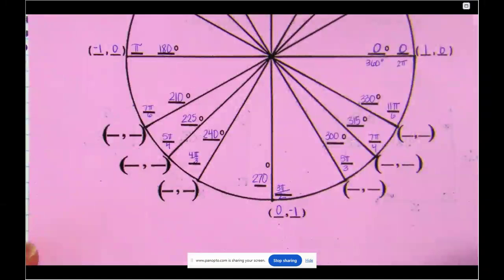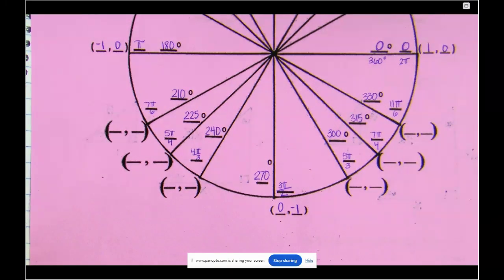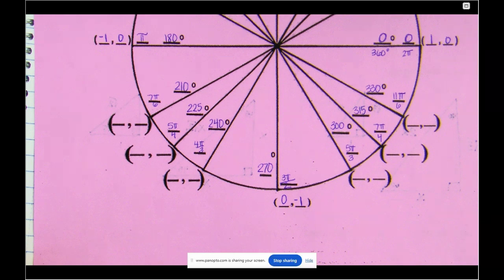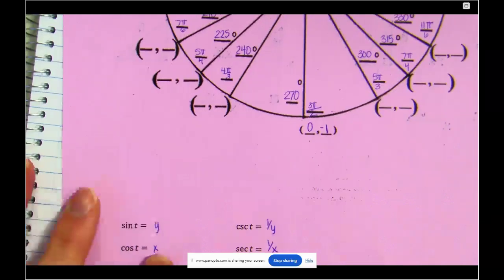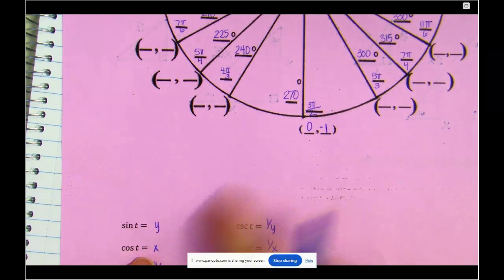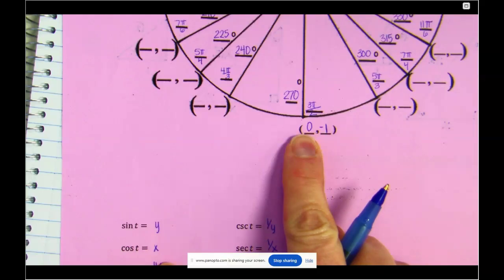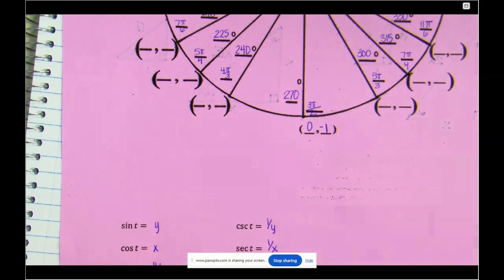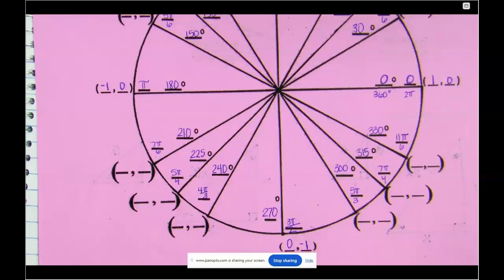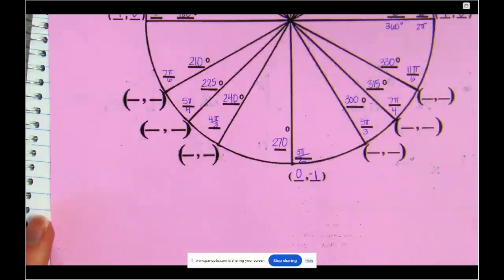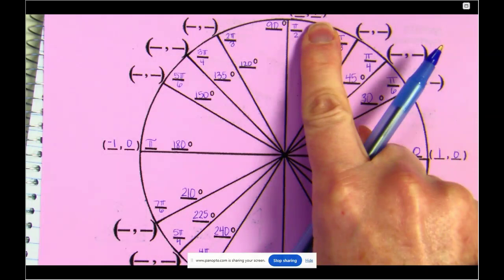What is the cosine of 270 degrees then? 0. Cosine is x. 270 degrees is 0. So the cosine of 270 is 0. How about the sine of 90 degrees? The sine of 90 degrees is 1, because sine is the y value. 90 degrees, y value is 1.